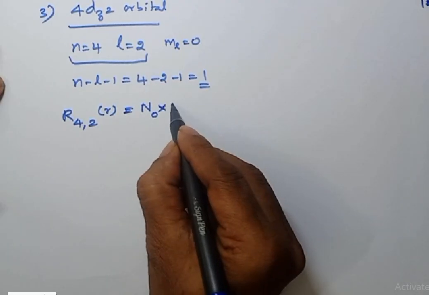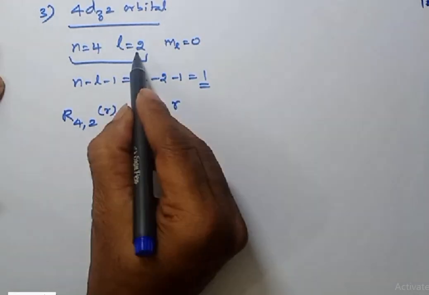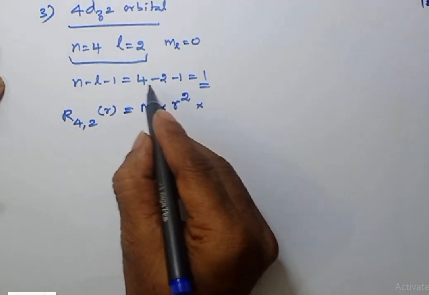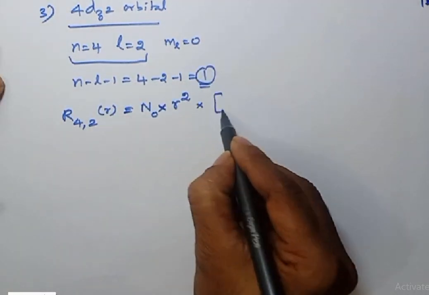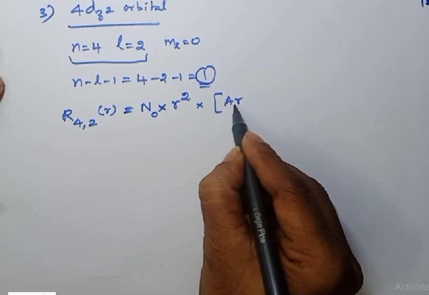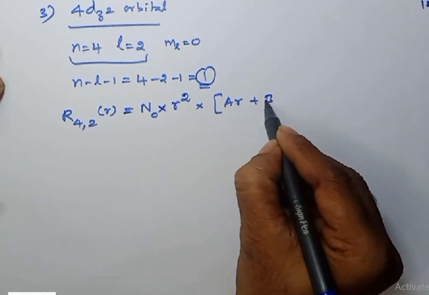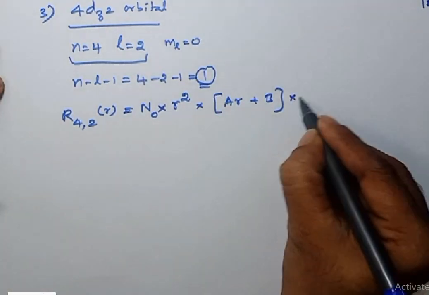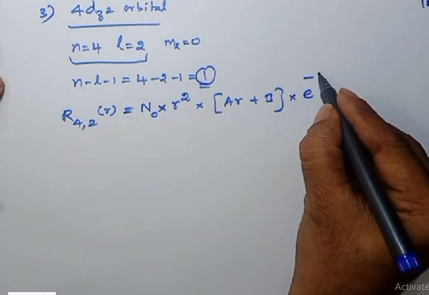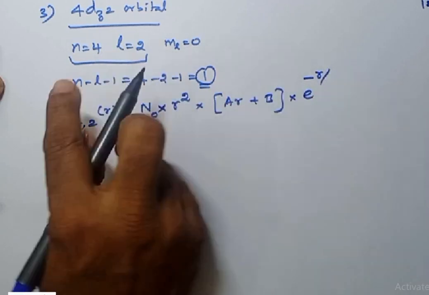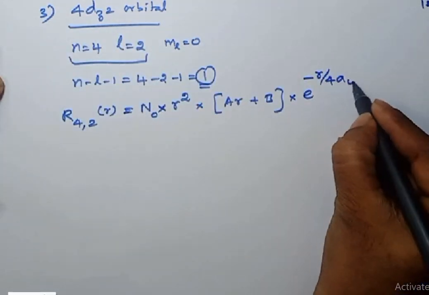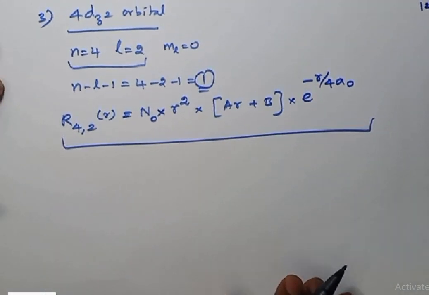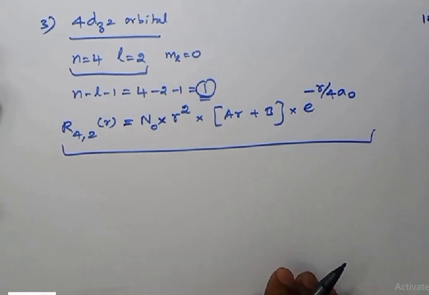N into r power, see, now L value is 2, so put r square. Then we should get a polynomial with degree 1. Degree 1 means it consists of a radial r term plus a constant term. This is the polynomial of degree 1 into e power, since it is hydrogen atom Z is 1, so r by n value is 4, so 4 times a. This is the radial part of the wave function for 4d z square orbital.